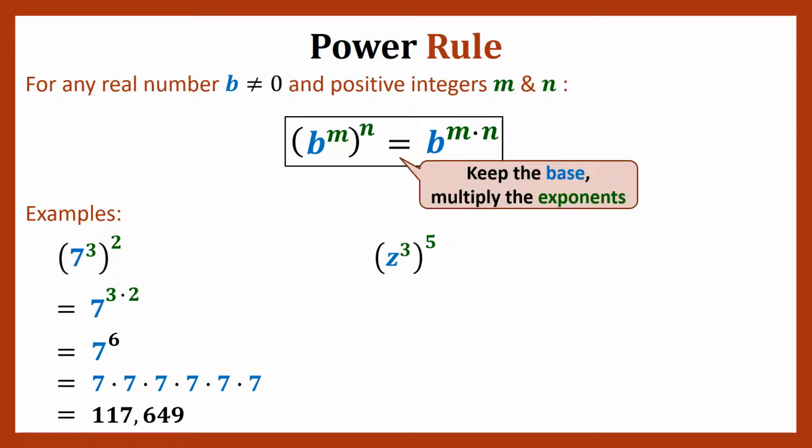Let's look at another example. Suppose we have the variable z raised to the power of 3, in parentheses, raised to the power of 5. Using the power rule, this is then equal to the variable z raised to the power of 3 times 5, which equals the variable z raised to the power of 15. And that's the result of the second example.